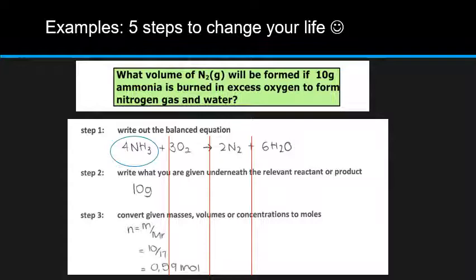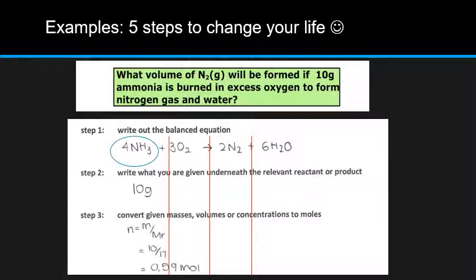You're going to write out a balanced equation. You're going to circle the thing that they're asking about. What is the reactant that has got a mass? In this situation, it is going to be ammonia. It's ammonia, when ammonia is burning in oxygen. And they give you the amount of ammonia, they say 10 grams.